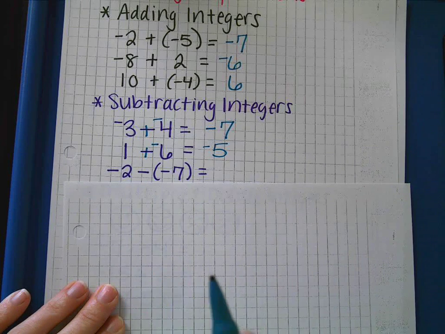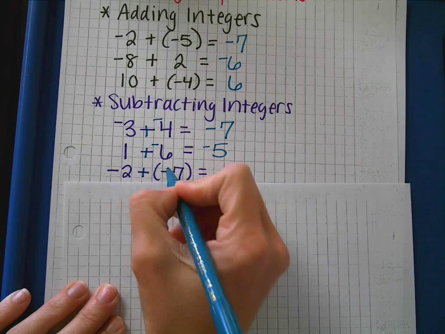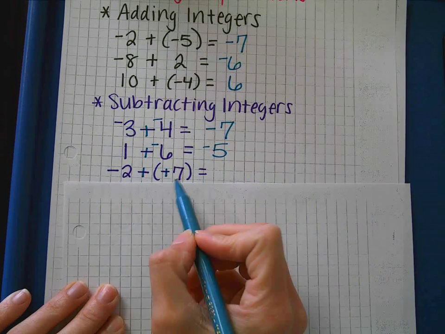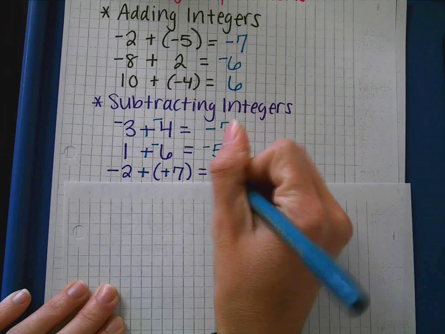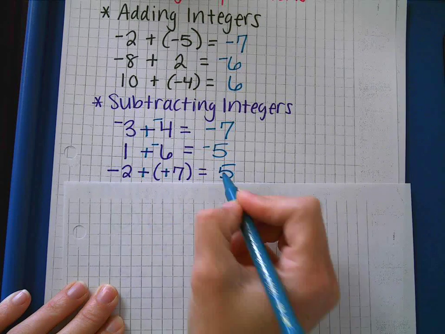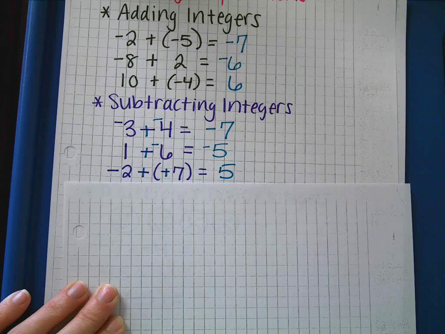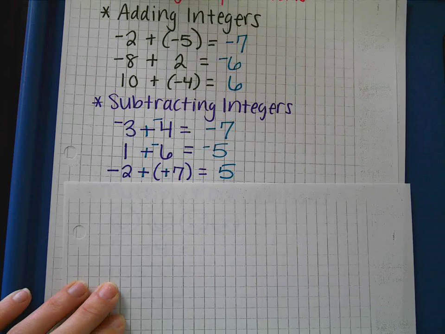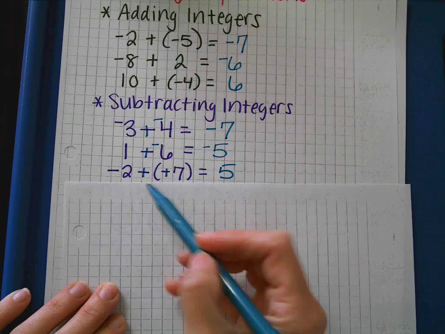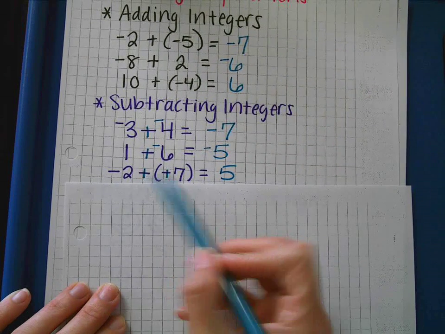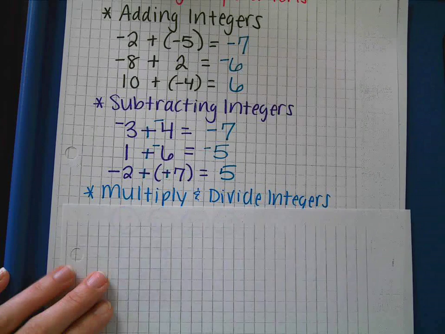Right, -2 minus -7. I'm going to go kabam. Now 7 minus 2 is 5, and the 7 is bigger, so my answer is positive because that 7 is positive. Remember, every time you kabam, it's 2 changes. Change it to adding the opposite.